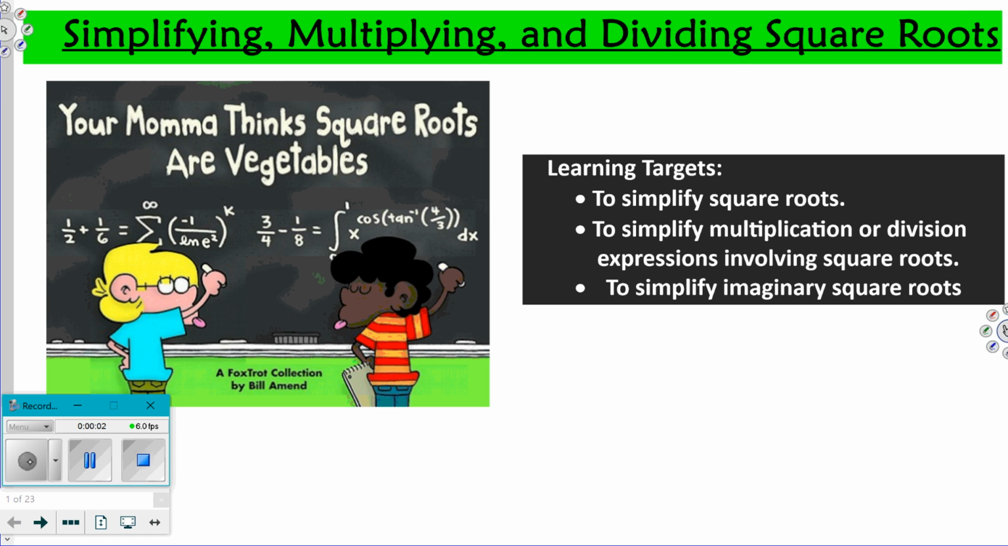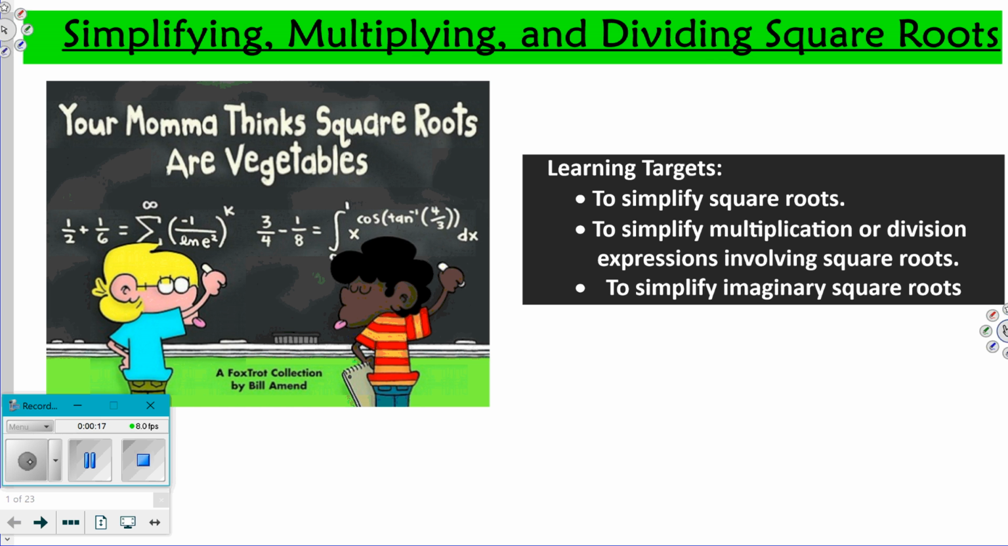All right, for today, we have a very short and sweet lesson. We are looking at just how to simplify a square root today. This section covers simplifying, multiplying, and dividing, but just for today, today's video lesson is just the simplifying part.